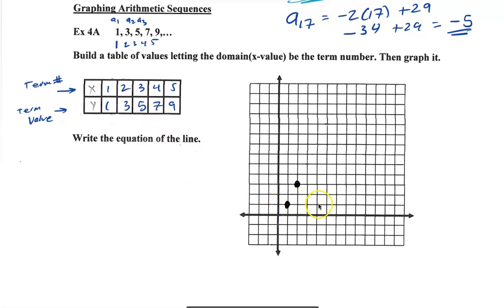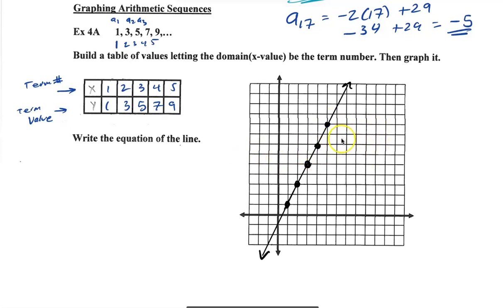Okay, 3, 5, so here's 3, and I have to go up 5. 4, 7, so 4, 7, and then 5, 9. So like that. All right, so that's the thing. Let's connect our points. Something to that effect. Like that.